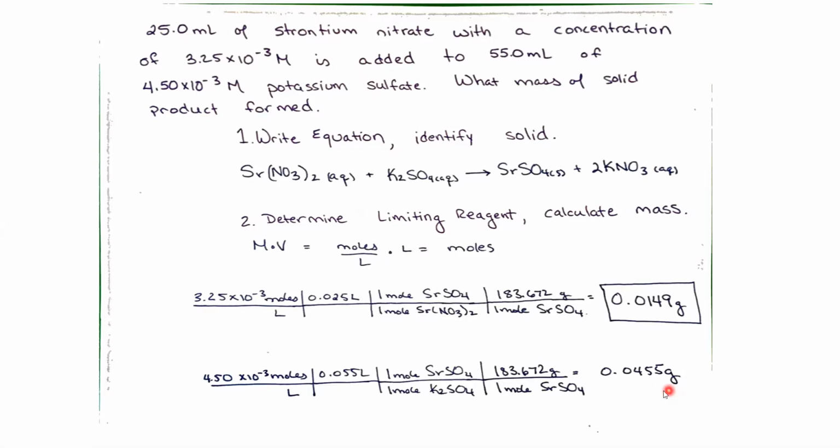Now this number is large, so if I was to make this much strontium sulfate, I would actually need more strontium nitrate than what I was given. So this, because it is the smaller of the two numbers, is my limiting reagent. And that's the answer for this problem. There are 3 significant figures given here, and there are 3 significant figures given here. So that's what we would come to with respect to an answer.